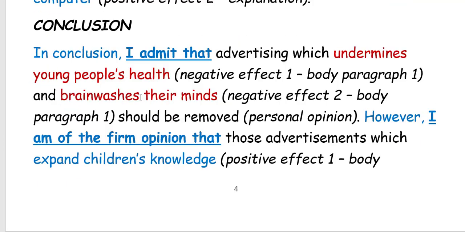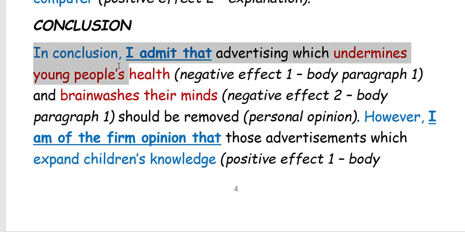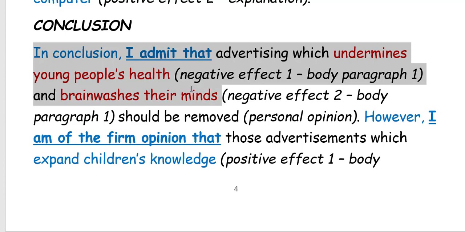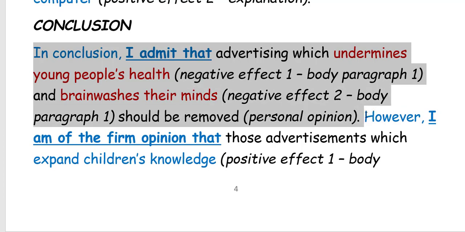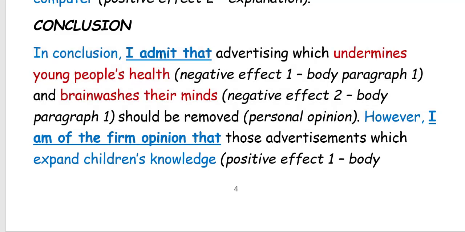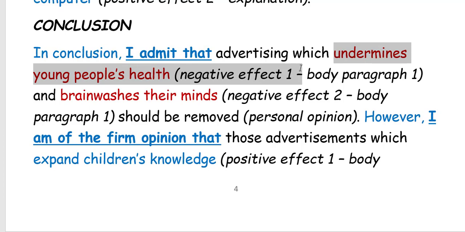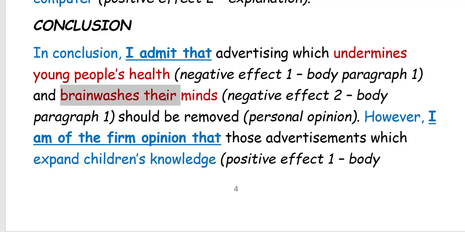Now let's look at the conclusion paragraph. In conclusion, I admit that advertising which undermines young people's health and brainwashes their minds should be removed. So here I say, in conclusion, I admit that. I admit that means I agree with the fact that. And here I'm talking about the first negative effect, which we have mentioned in the first body paragraph. And I focus on the second negative effect, which I have mentioned in the first body paragraph.